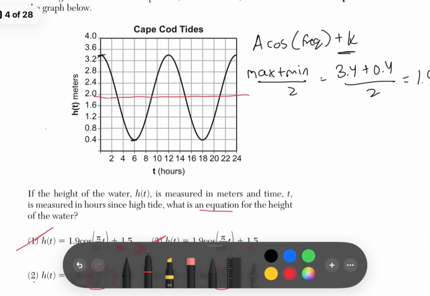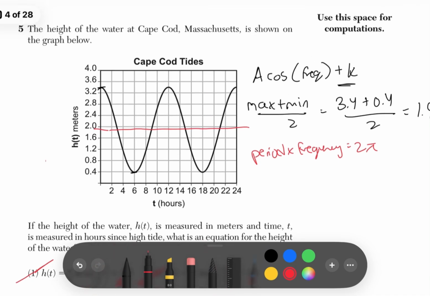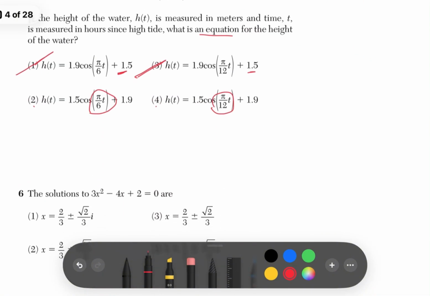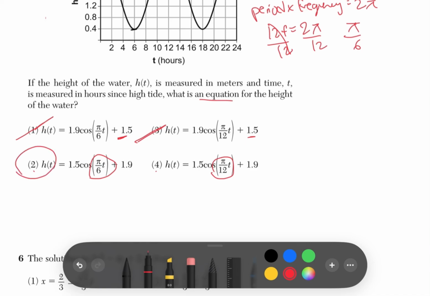Well, in order to find the frequency, we use an equation where we do the period times the frequency is equal to 2 pi. So in this case, our period is, what's the length of one wavelength? Well, the length of one wavelength stops at 12. So our period is 12, and we're looking for our frequency. So we're going to have 12f is equal to 2 pi. So we're going to divide by 12 on both sides to isolate the f, and we're going to get pi over 6 as our frequency. So our answer is going to be 2.